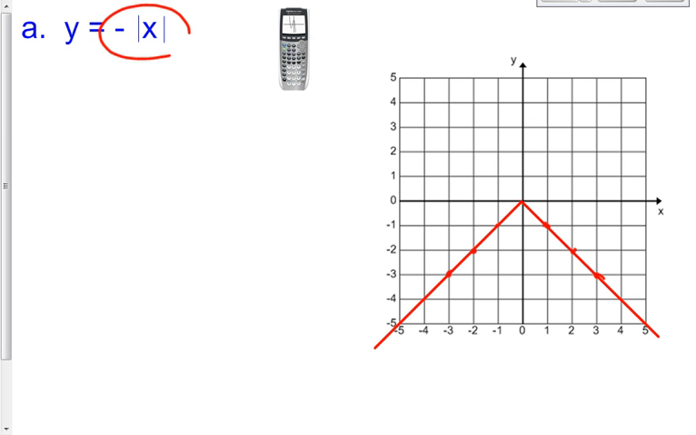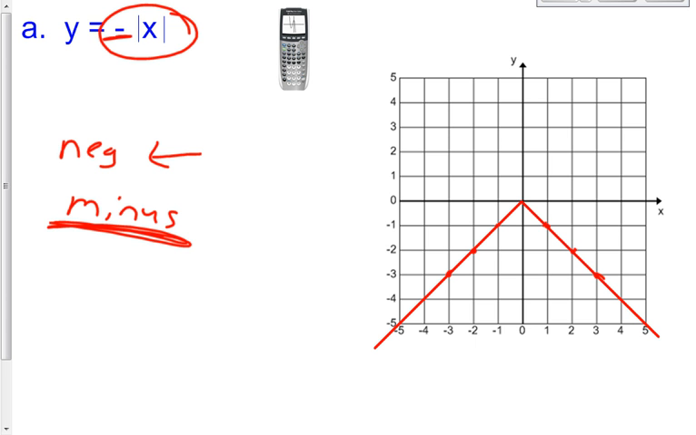A negative absolute value of x, and I should have probably said this before you graphed them, make sure you press the negative button, not the minus button. If you press the minus button, you're going to get an error. If you press the negative absolute value of x, then you're going to get a graph that looks like this. So this negative symbol makes that V shape turn upside down to get that upside down V.